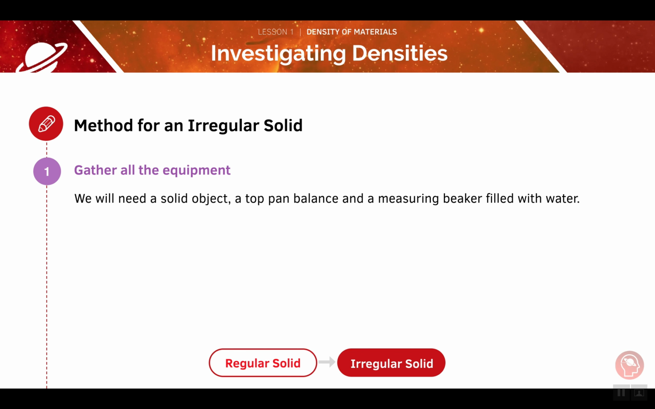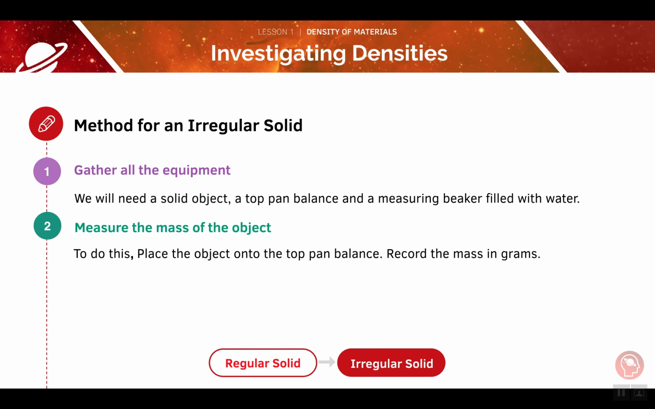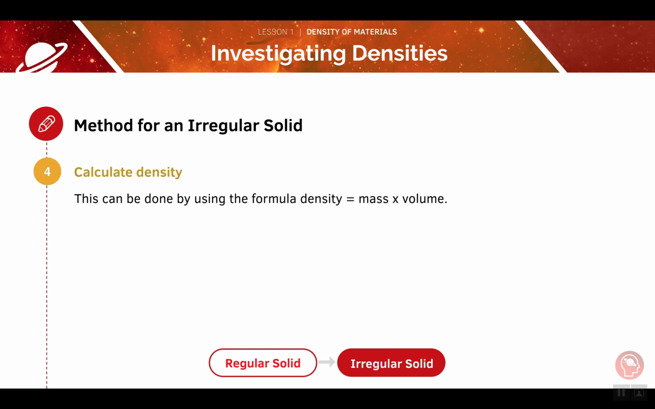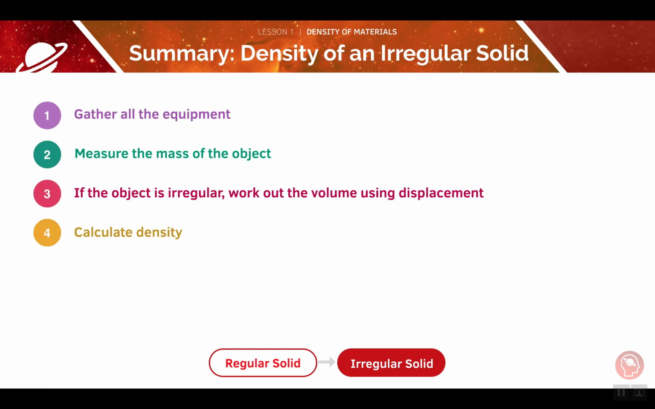Now let's look at the method for an irregular solid. Again, our first step is to gather all the equipment. Like the last experiment, we will record the mass of the object in grams. To measure the volume of an irregular solid, we will use displacement. Here, we will place the solid into a beaker of water and then increase the water volume until it shows the volume of the solid. We're going to show this a little later in the video. We can now calculate the density using the formula mass divided by volume. Here's a summary of the steps for this experiment.